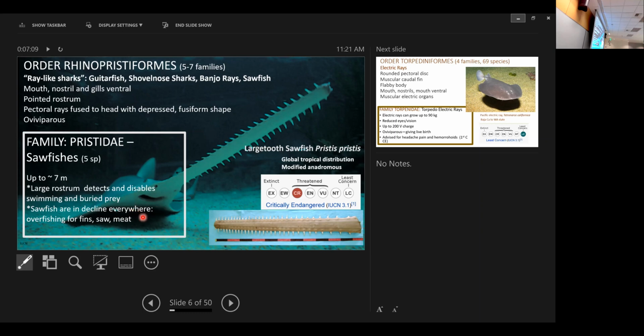These too are ovoviviparous, which many of the sharks and rays are. The example here is the largetooth sawfish, Pristis pristis. It's a representative of the family Pristidae. It's probably the largest member. Presumably, this species can get up to 7 meters. And I would say that because of its endangered status, it's critically endangered. One rarely sees a fish like this. They tend to be in decline everywhere.